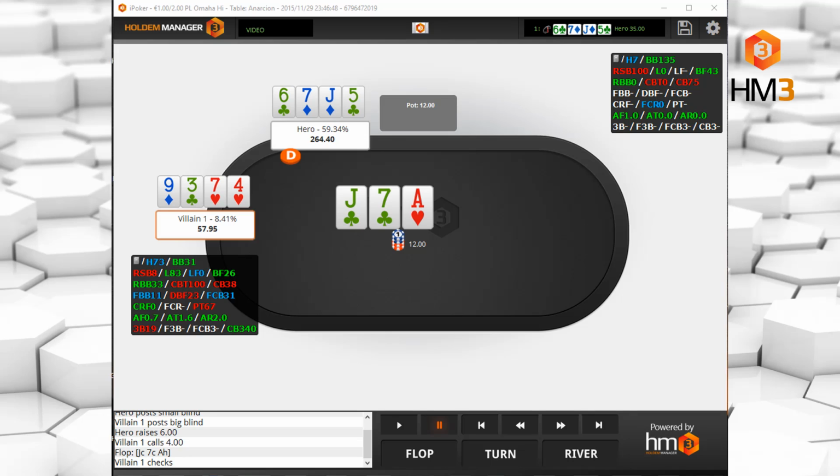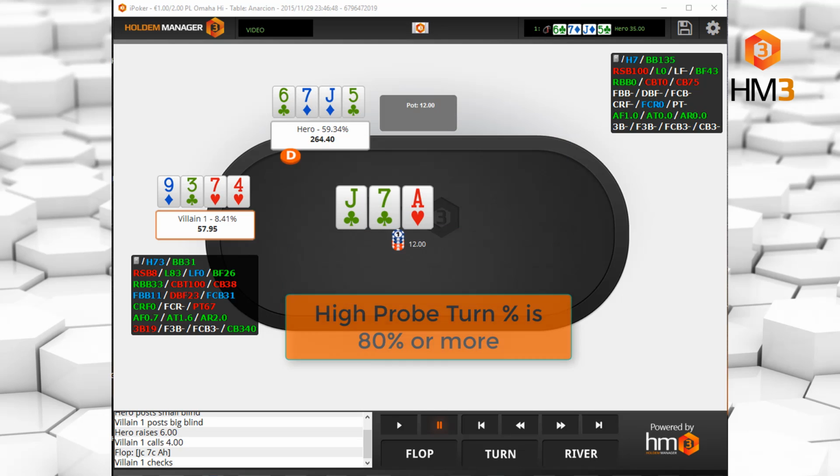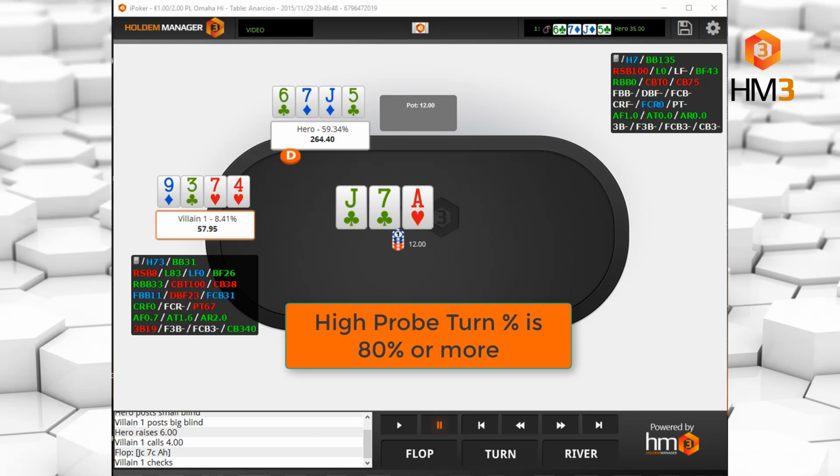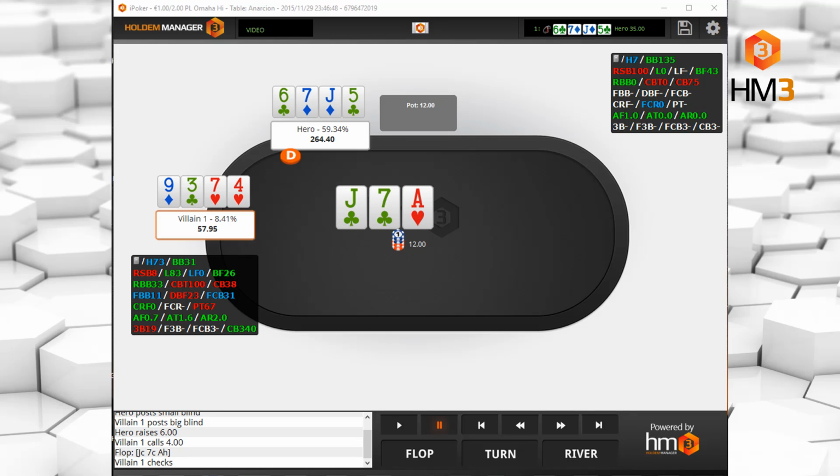A lot of weak opponents view a failure to c-bet as weakness and will automatically bet the turn. Accordingly, you should adjust your c-bet strategy to exploit your opponent's probe turn tendencies. If your opponent has a high probe turn percentage, you should start checking back some medium to strong hands on the flop some percentage of the time to induce turn bluffs and to get your opponent to incorrectly value bet too wide on the turn.